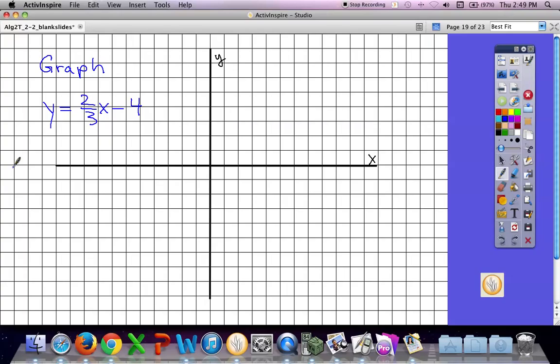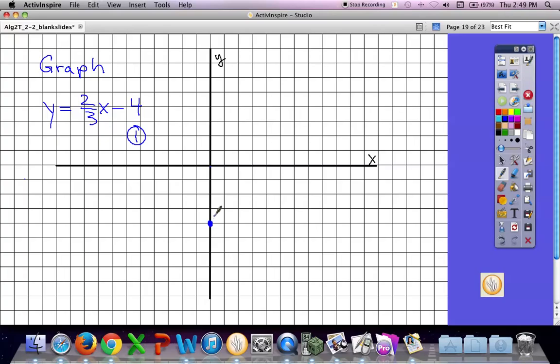First step is always to graph the y-intercept, right? Where do I put a point on the graph because of that -4? Tell me where to go. Up, down, left, or right? Down 4, right? The y-intercept is here, right? Don't put it over here, that would be wrong. Put it here.